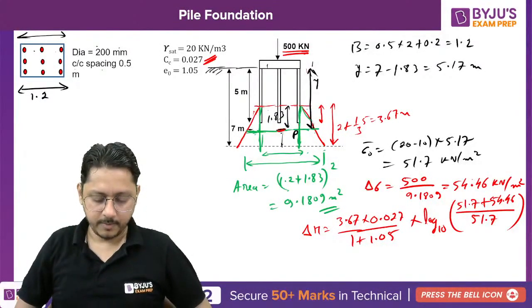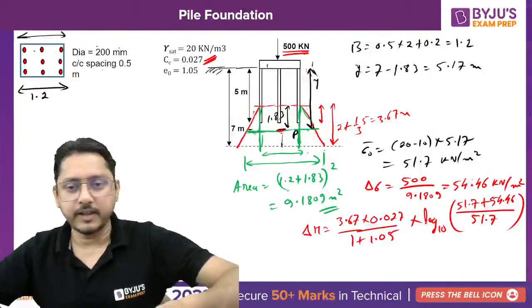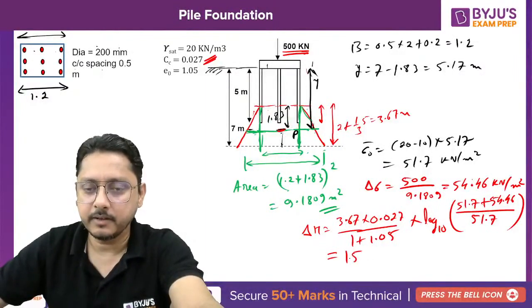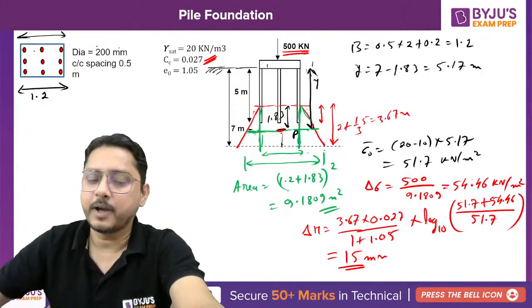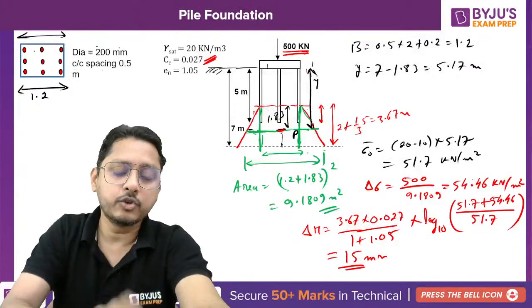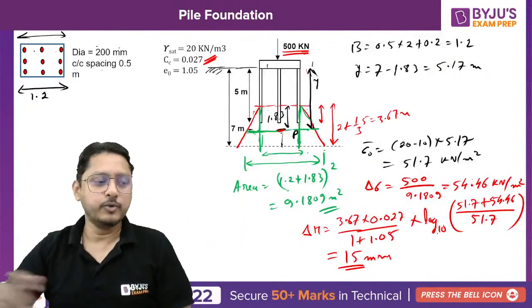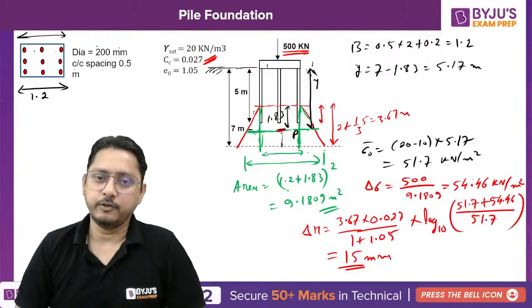Can you just tell me how much you are getting? Around 15. I think there is some calculation mistake, maybe if you have done. Around 15 is coming. 15 mm. It will be coming in meter only, getting 0.015 meter. So around 15 mm you are getting. That's all. That is how you need to calculate the settlement for the pile group.